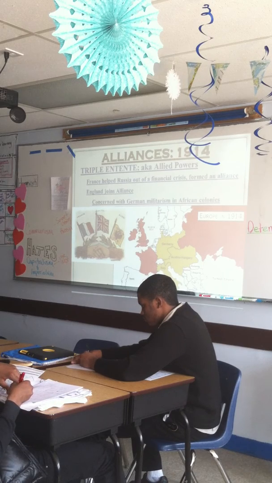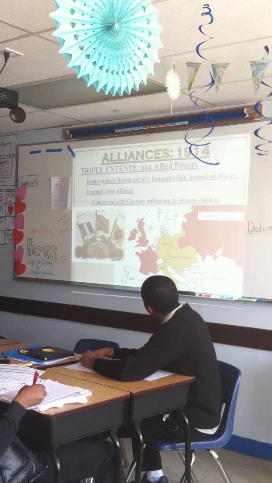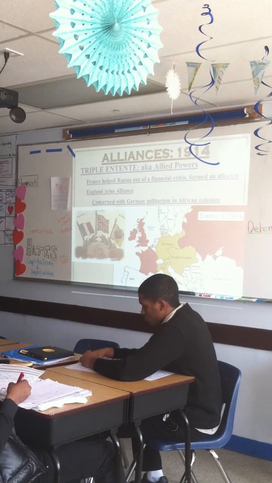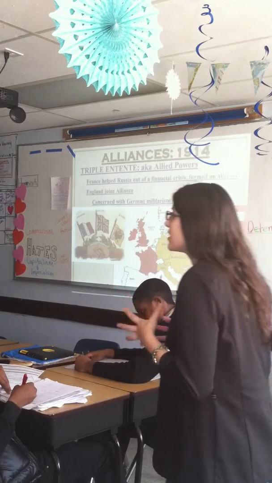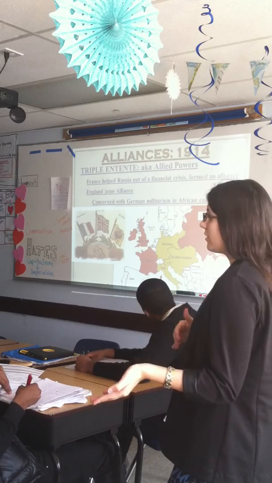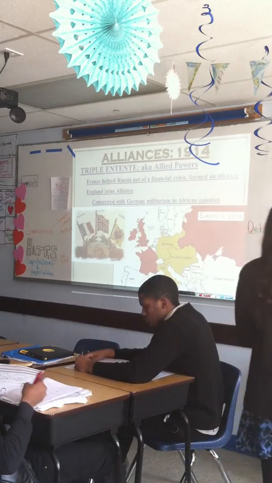England joins the alliance because they're concerned Germany is becoming increasingly militaristic. Their military forces are being strengthened and enlarging, especially in the African colonies. And this is a big threat to England. So because England was so threatened by Germany's army in Africa, they're going to join an alliance with France and Russia against Germany.